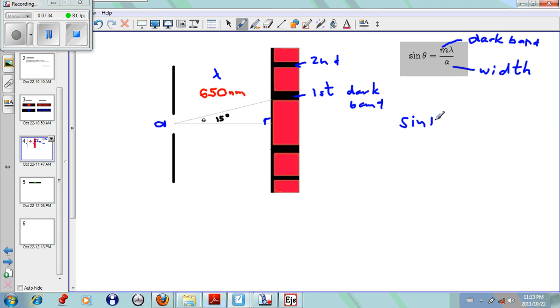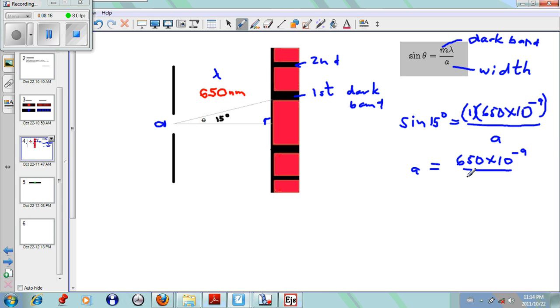So the angle theta is given as 15 degrees, and m, in this case, we're talking about diffraction to the first dark band, so it's 1. And lambda will be 650 nanometers, which becomes 650 times 10 to the minus 9, divided by A, the width of the slit. If you cross multiply, A equals 650 multiplied by 10 to the power minus 9 all over sine of 15 degrees.